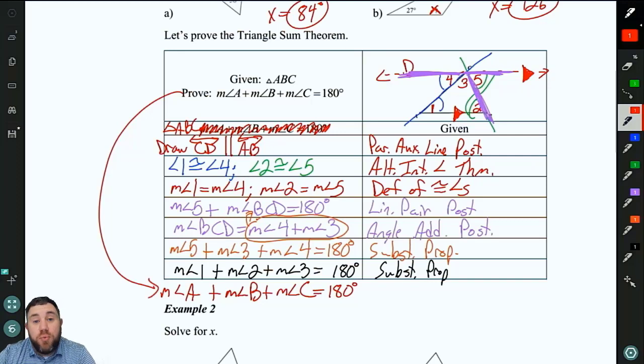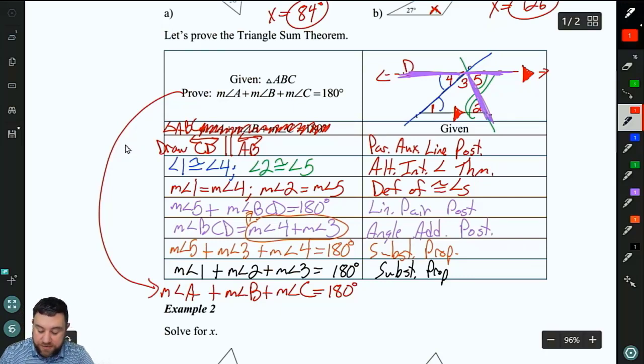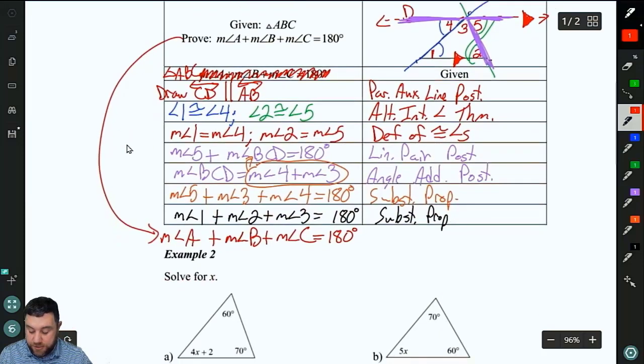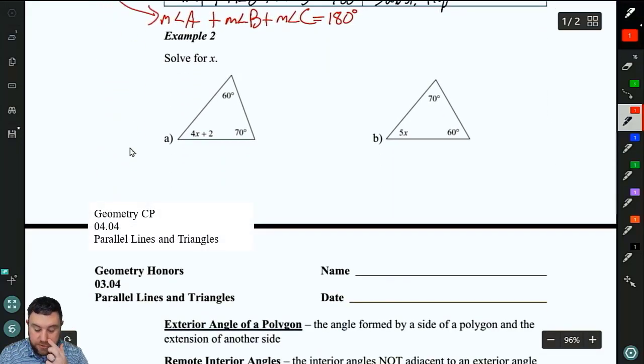So, using one auxiliary parallel line, you are able to now prove something that you learned in elementary school. That the three interior angles of a triangle add up to 180 degrees.